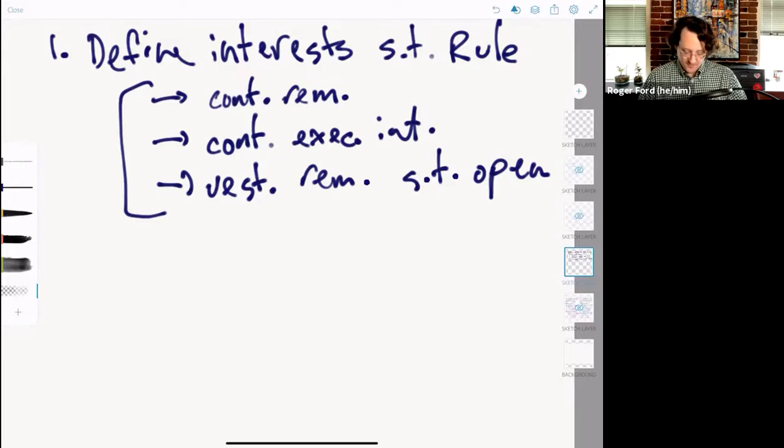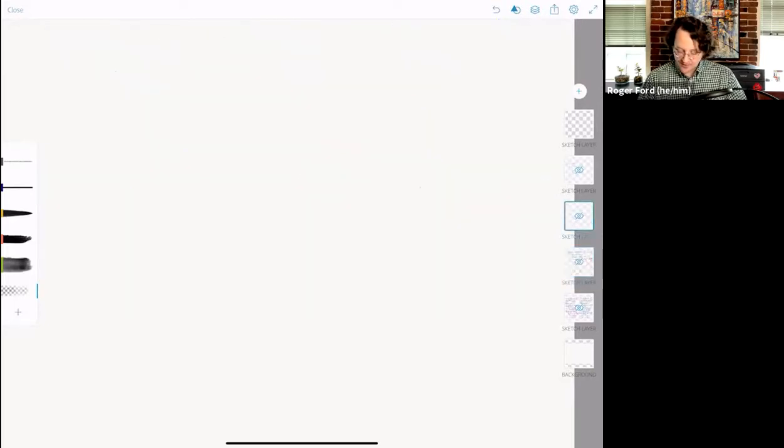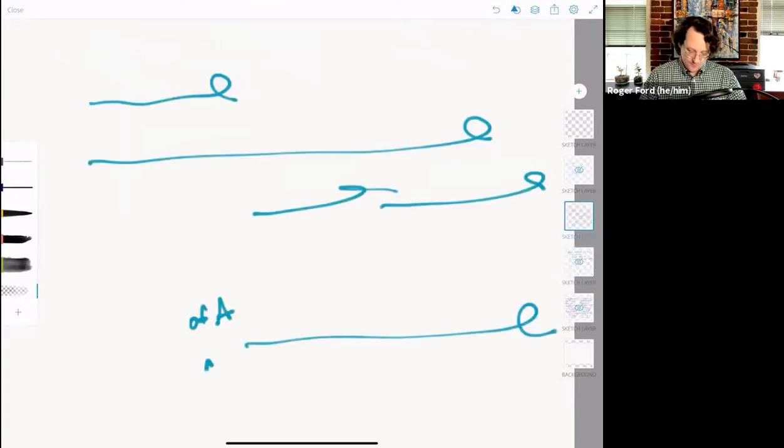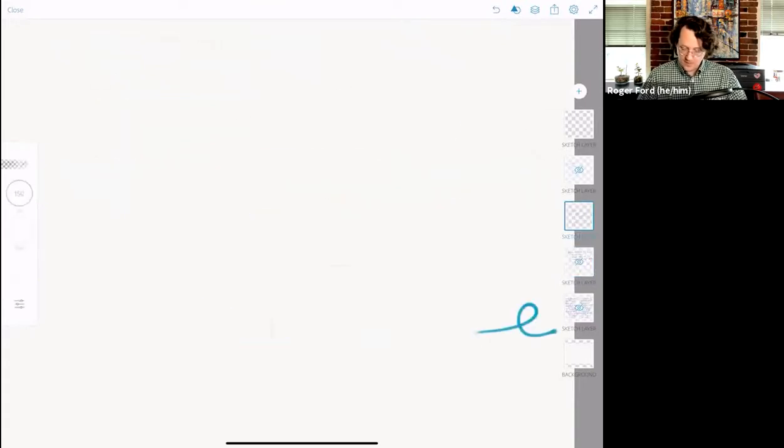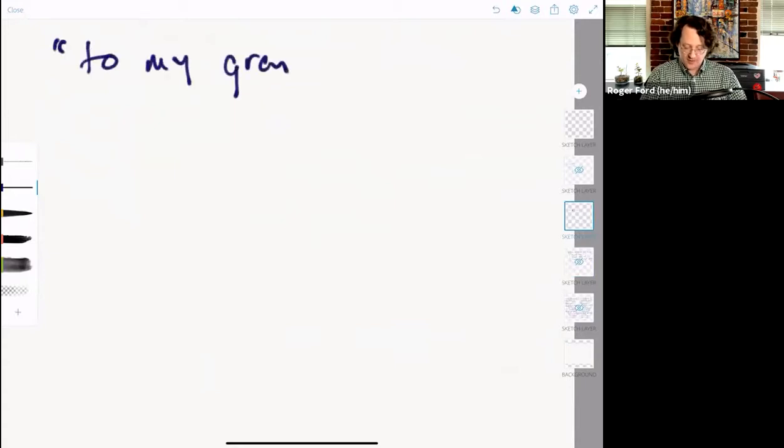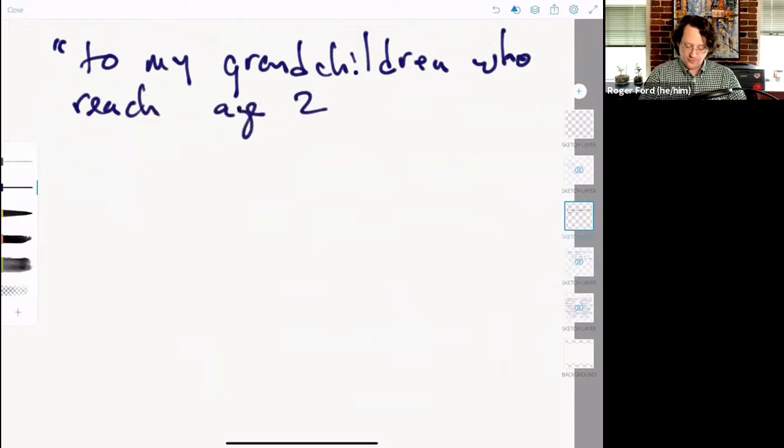So for instance, think about a grant along the lines of, to my grandchildren who reach age 21. Let's say this is in O's will. Take a moment and think about whether you think this is valid under the rule against perpetuities.